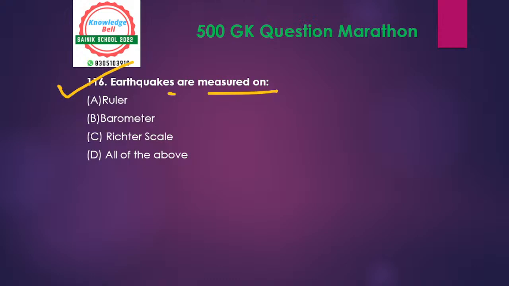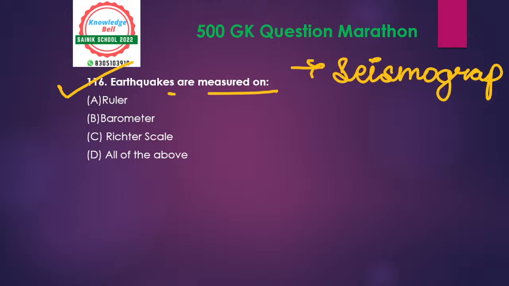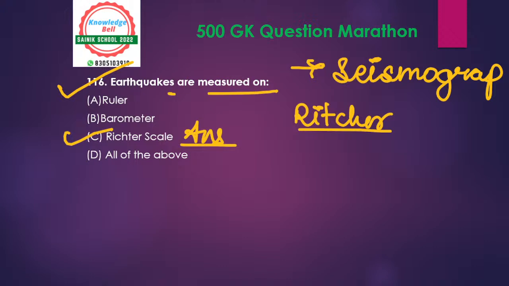Question number 116. Earthquakes are measured on ruler, barometer, Richter scale, or all of the above. Earthquakes को हम किस पे मेजर करते हैं? So there are two devices that are used to measure earthquake. One of them is seismograph. Seismograph is the device that help us to measure earthquake, and in addition to that, the scale we use for this purpose is Richter scale. तो correct answer क्या होगा question के लिए? Option C, Richter scale will be the correct answer here.